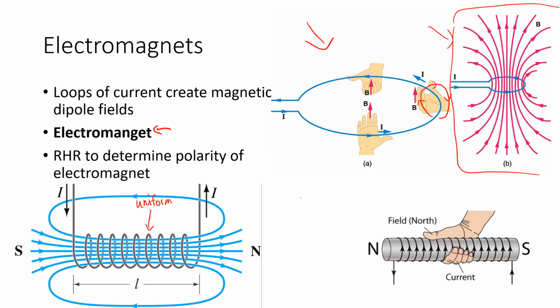If you wrap your fingers around in the direction of the current, as in this diagram, then your thumb points in the direction of the north pole of that electromagnet. The reverse is also true. If you point your thumb in the direction of the North Pole, then your fingers will tell you the direction that the current is flowing around your loop of wire. But it only works with your right hand.